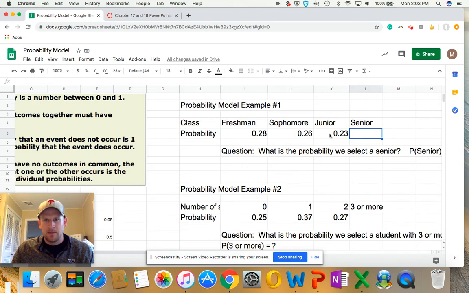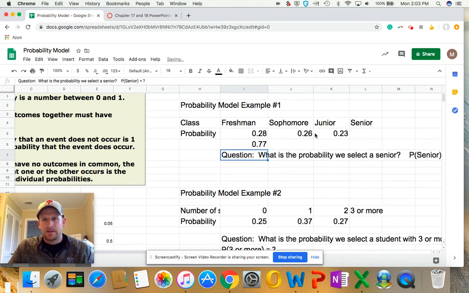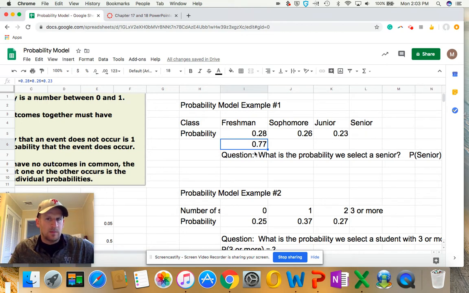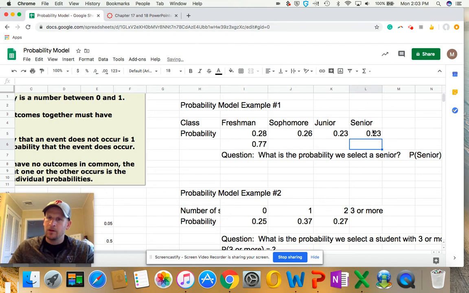So add these up first, okay? If we do 0.28 plus 0.26 plus 0.23, we get a value of 0.77. Again, that's all of these classes added together, okay? Now, that doesn't mean a senior is 77% chance of getting a senior. It means I have to take this number now and subtract it from 1, okay? So 1 minus 0.77 will give me a probability of 0.23.